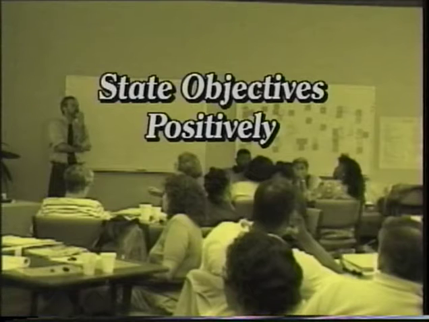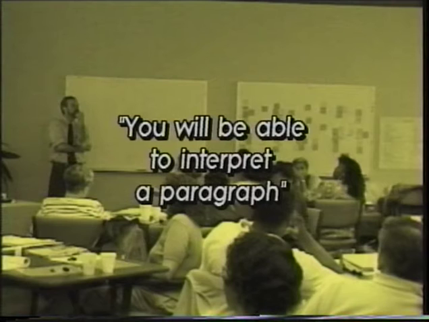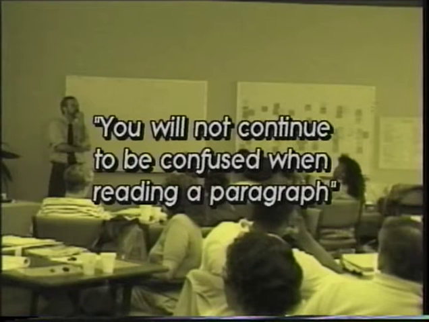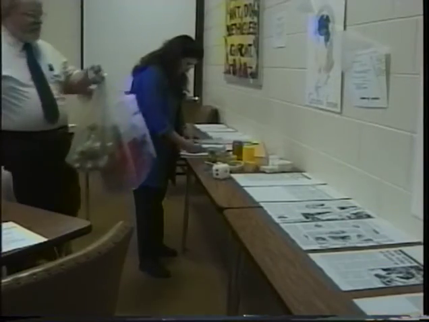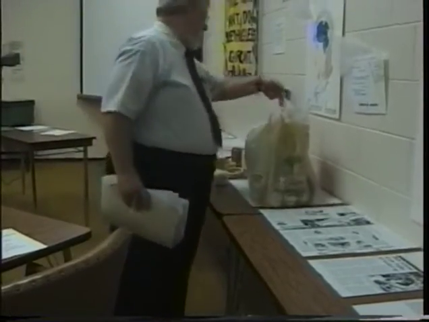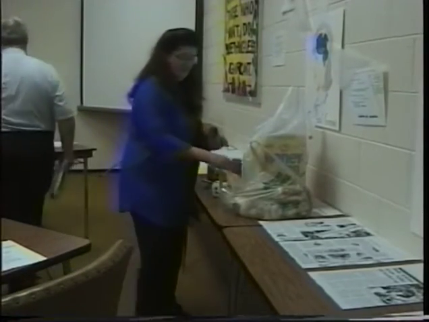Establish a win-win class by stating objectives positively. For instance, you will be able to interpret a paragraph rather than you will not continue to be confused when reading a paragraph. After developing appropriate learning objectives, you may need to group similar objectives together as an umbrella for the whole class instruction. We have such a diverse group of students with a wide range of needs that in essence we could be teaching a different lesson to each person. Besides being impractical and ineffective, there is insufficient time to plan specific lessons for each individual.